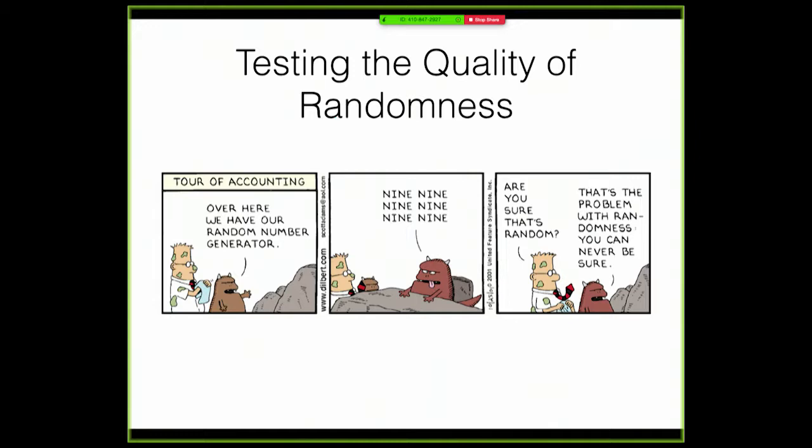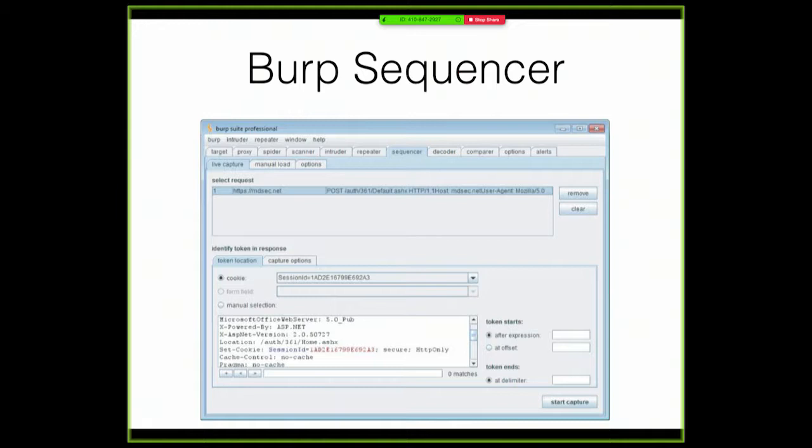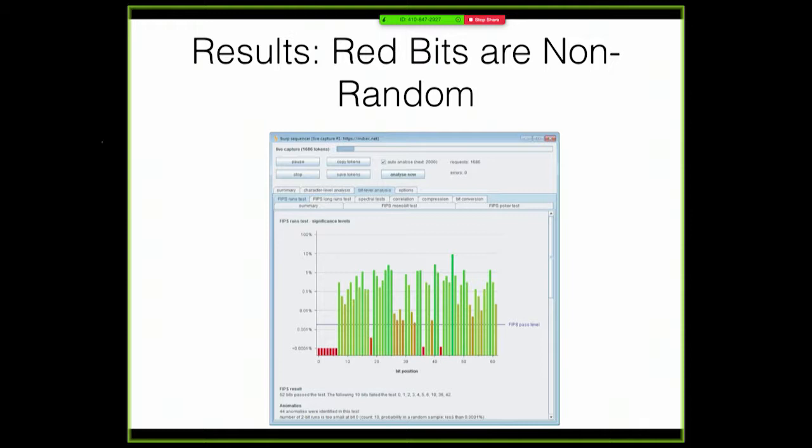So here's how you test randomness in Burp Suite. You start with the hypothesis that things are random, then do a bunch of tests and see if it fails the test. That's all you can do. If it passes the test, you say it appears to be random. If you find some kind of pattern, it doesn't. Burp has an automatic way to do this called Burp Sequencer. You can specify the parameter that is supposedly random, and it'll fetch a lot of them, do statistics, and tell you which bits are random. The red bits were not random, the green bits were random.